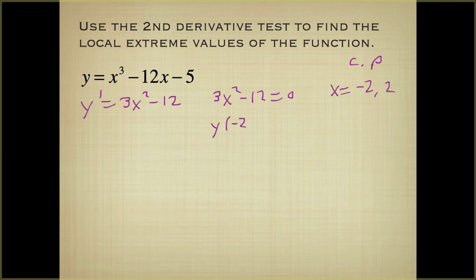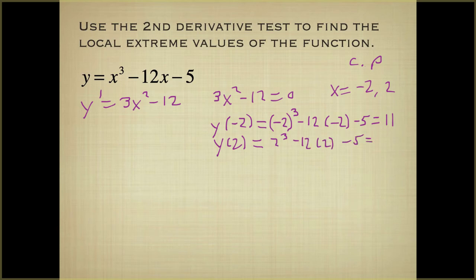So y of -2 is (-2) cubed minus 12 times -2 minus 5. And when you do this, you get 11. And we put in y of 2 and evaluate. And when you do this, you get -21. We're going to take the second derivative, and y double prime is 6x. And what we're going to do is take these critical points, -2 and 2, and plug them into our second derivative and see what we get for our signs.